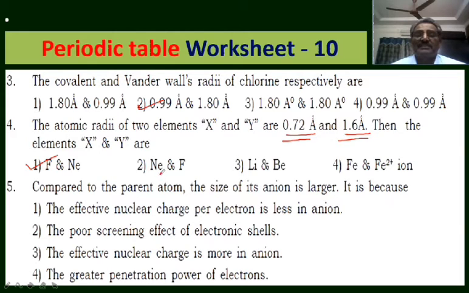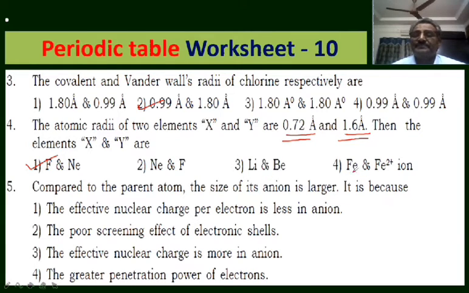Here, second option, neon and fluorine will not be right. The radius of neon is greater than the radius of fluorine, as the radii of inert gases are measured in terms of van der Waals radii. Lithium and beryllium. Lithium's atomic number is 3, beryllium's atomic number is 4. When we move from left to right in the period, the atomic radius decreases. So second value should be less than the first value. So this is not right.